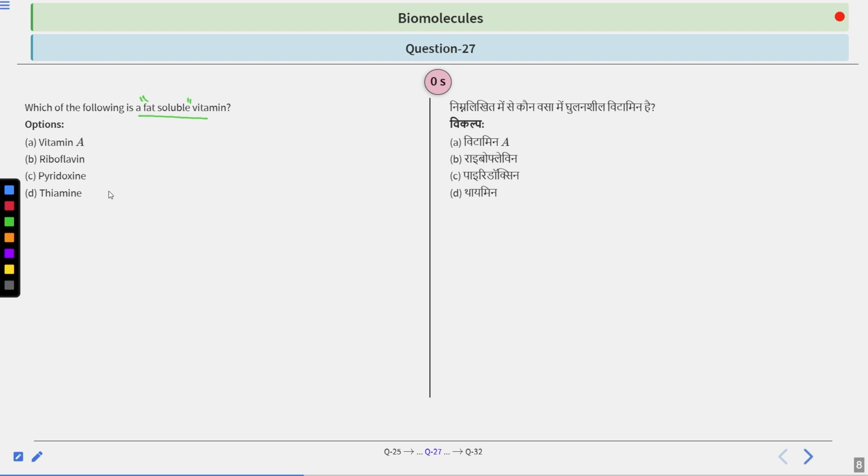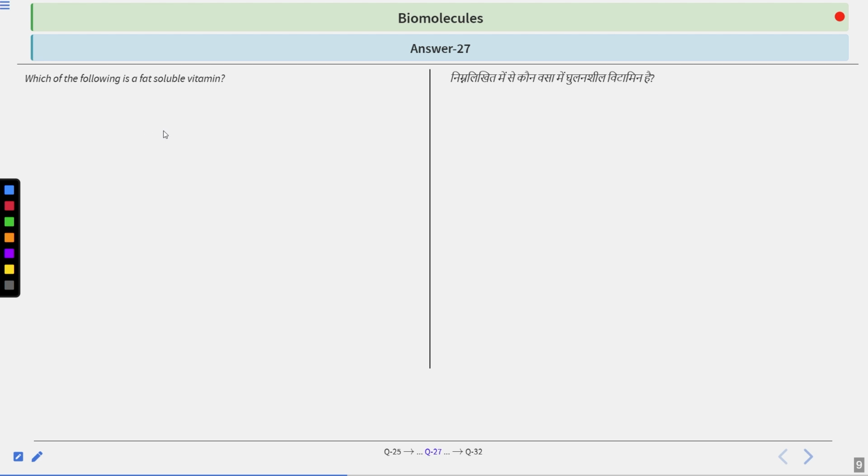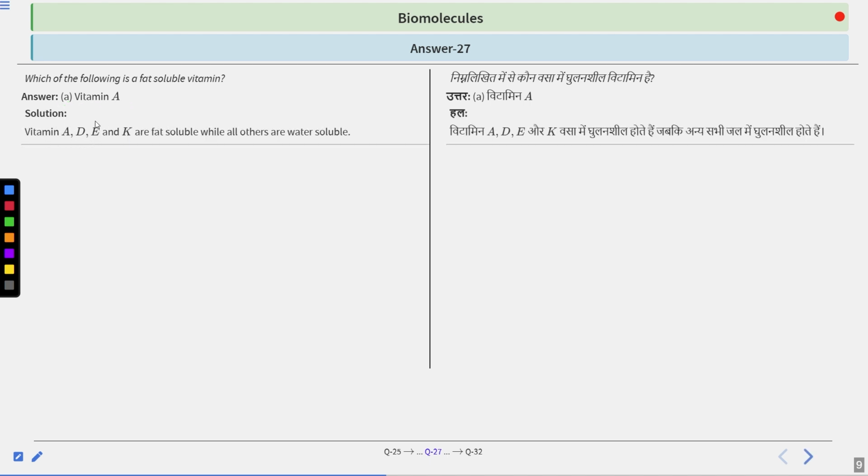So let's see. The correct answer for the given question is option A, that is vitamin A. Vitamin A, D, E, and K are fat soluble while all others are water soluble. Fat soluble means these vitamins are easily dissolved in the bodily fats in human beings, while water soluble means they can easily be dissolved in water and cannot be stored in the human body. So from the given options, vitamin A is fat soluble, and thus we have our correct answer as option A, that is vitamin A.